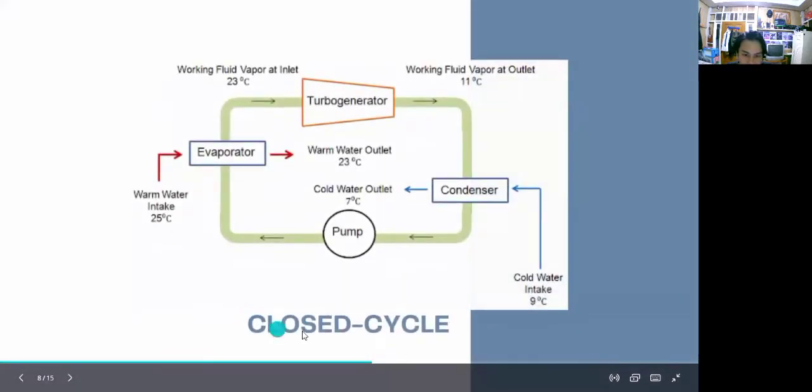Next, closed cycle. This system uses the warm surface water to vaporize a working fluid, which has a low boiling point. The vapor is then used to expand and turn a turbo generator.